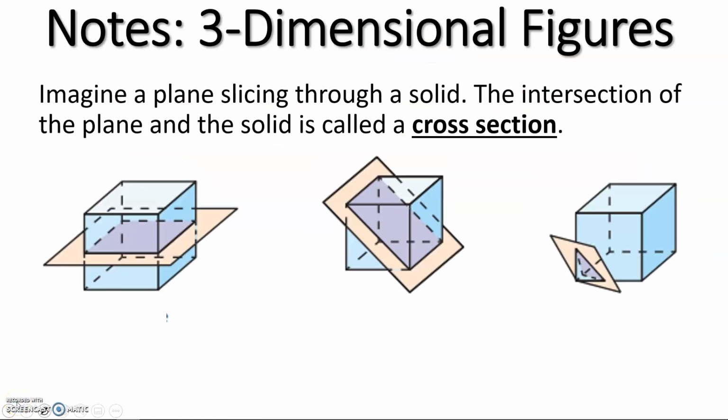Now imagine we take one of these three-dimensional prisms, like the ones shown here, and we take a plane and slice it through that solid. The intersection of the plane and the solid is called a cross-section. In these 3 images here, we can see examples of cross-sections. In the first image, we can see a square cross-section. In the second, a rectangular cross-section. And in the third, a triangular cross-section.